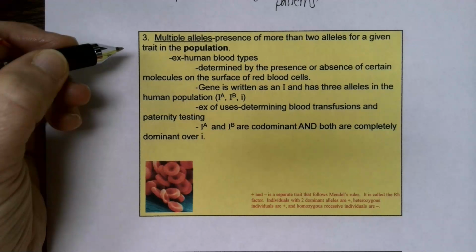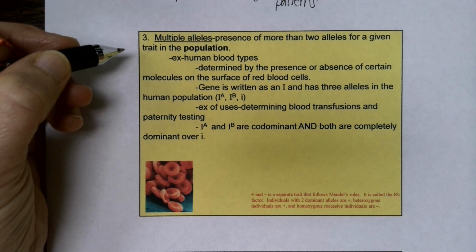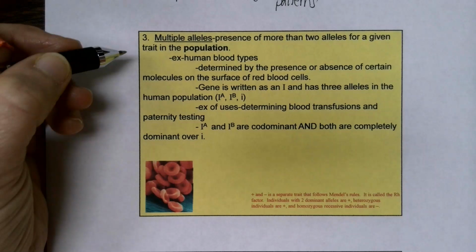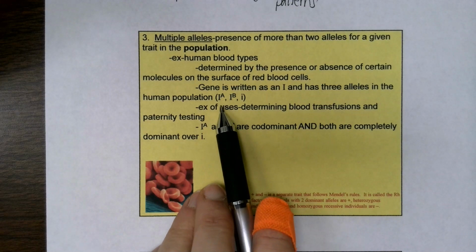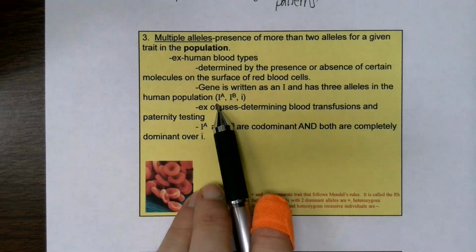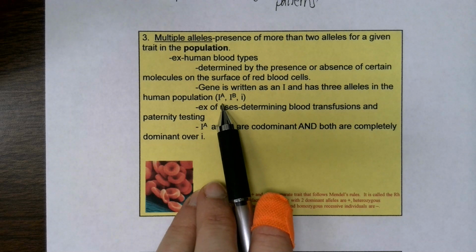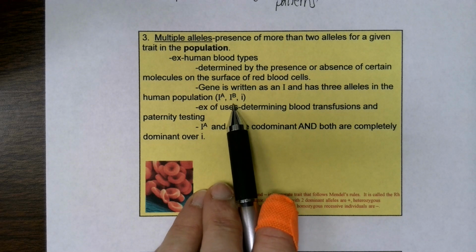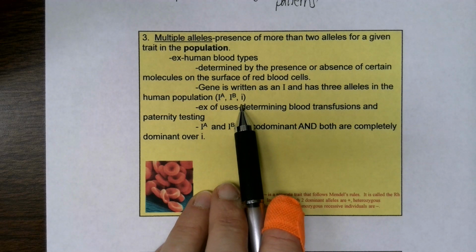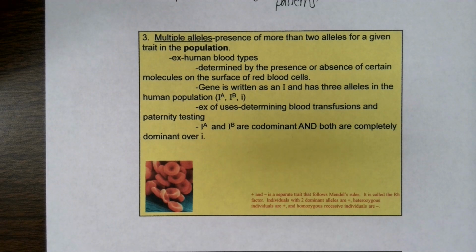So for multiple alleles, first off, in the human population, there are 3 alleles for blood type. And they're written here, okay? This is how you write them, right? A capital I with a superscript capital A, capital I with a superscript capital B, or a little i, right? And these I's stand for immunoglobulin, and that deals with antigens and antibodies, some things that we'll kind of talk a little bit about here in just a minute.